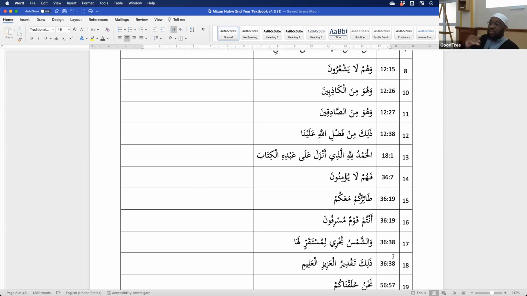The sun is moving towards. But Allah didn't use an ism here, Allah used a fi'l. What's the difference between using an ism and using a fi'l? When you use an ism, it makes the concept a part of the thing that the concept is being applied to.